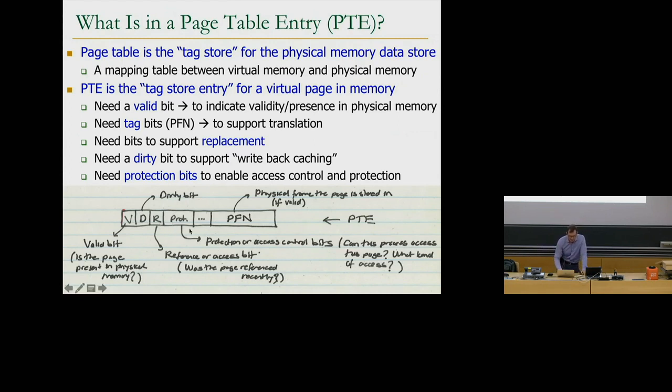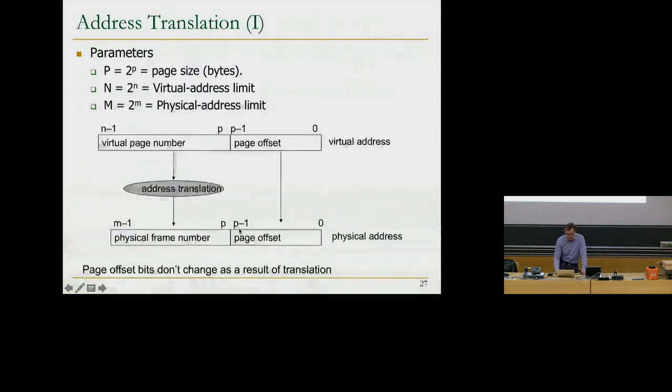And there are protection or access control bits. Can this process access the page? What level of access does it have? We'll talk about that a little bit. There could be other bits, as you will see in the backup slides. Backup slides have an example from x86 architecture. And of course, you need to do the translation, assuming that this is valid. The physical frame the page is stored in, if the page table entry is valid.